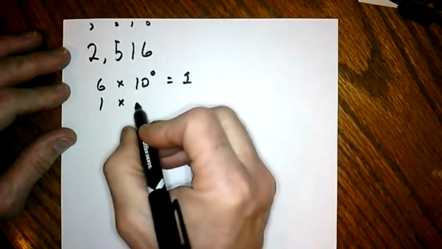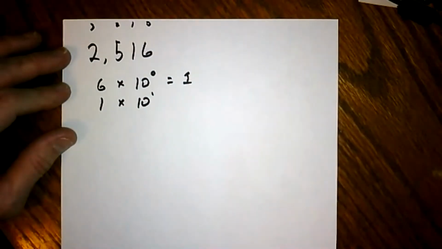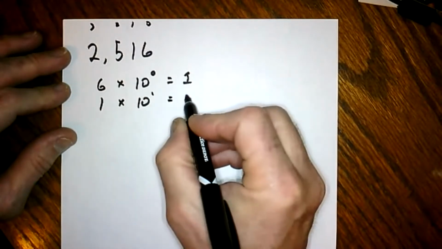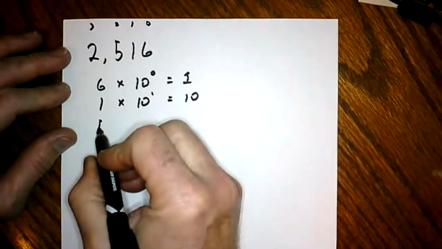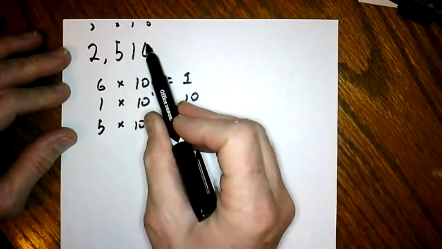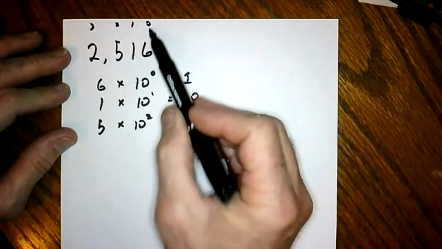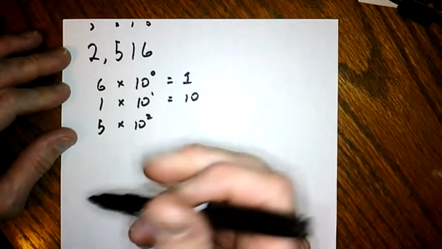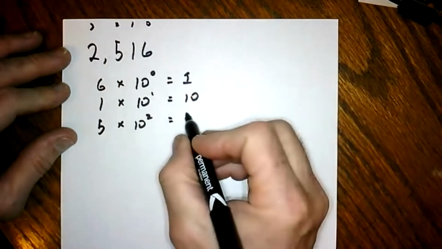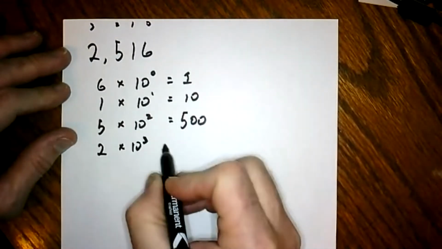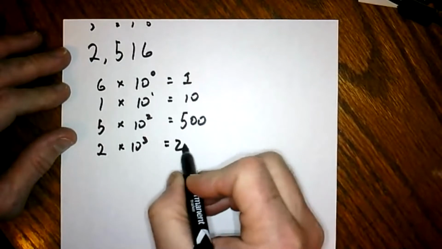1, which is the next position, will be 10 raised to the first power. So 10 raised to the first power is 10. So 1 times 10 is 10. 5 times 10 to the second power, because now we're in this position here. And you've got to remember, I call them positions because this is 10 raised to the 0. This is 10 raised to the 1. This is 10 raised to the second power, which is 100 times 5, that's 500. And 2 times 10 to the third power, which is 1,000, so that is 2,000.